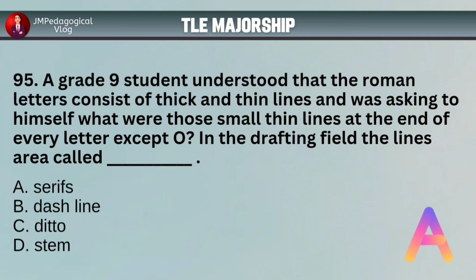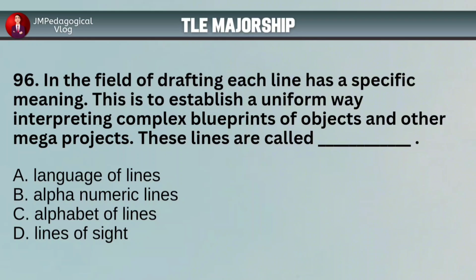96. In the field of drafting each line has a specific meaning. This is to establish a uniform way of interpreting complex blueprints of objects and other mega projects. These lines are called A. Language of lines. B. Alphanumeric lines. C. Alphabet of lines. D. Lines of sight. C. Alphabet of lines. Explanation. The alphabet of lines is a set of standard line types established by the American National Standards Institute (ANSI) for technical drawing.